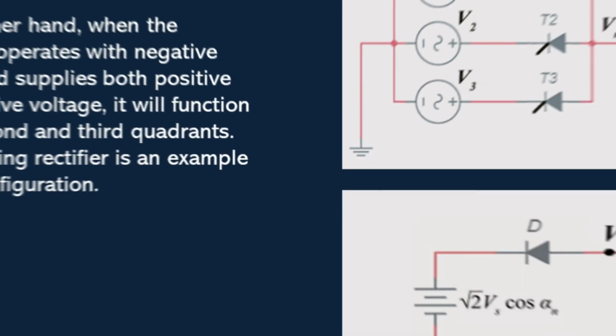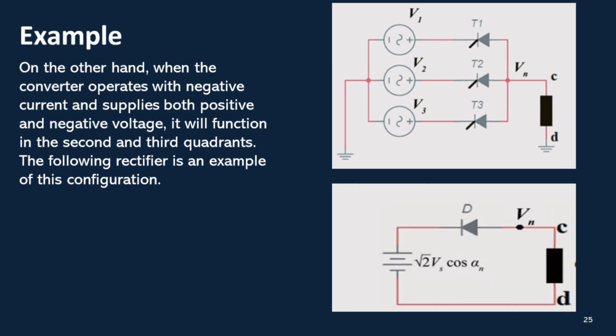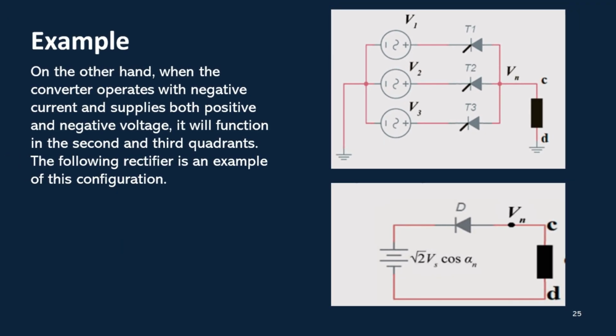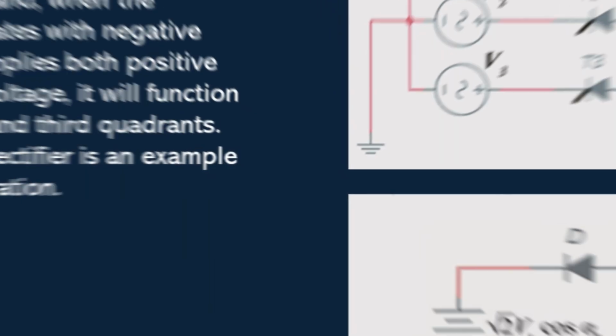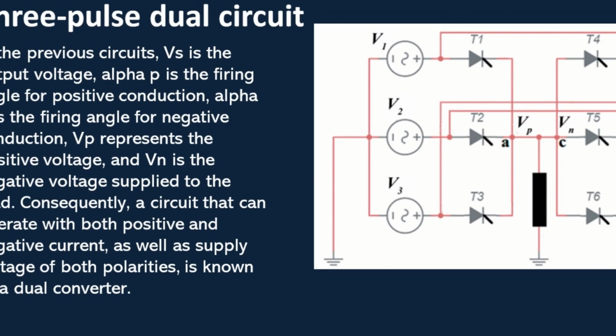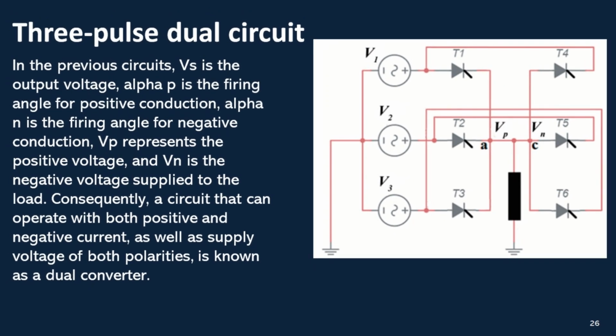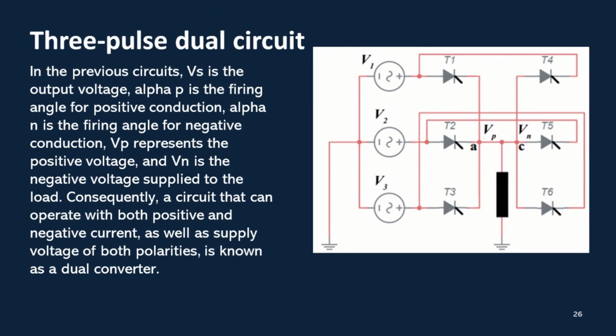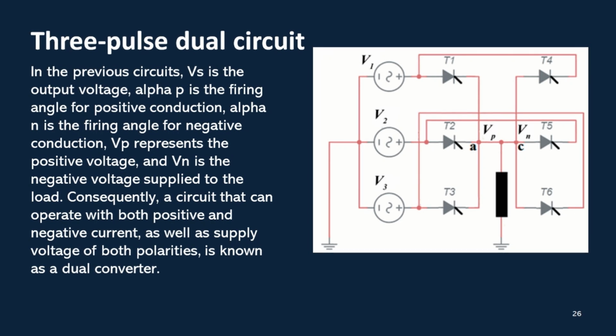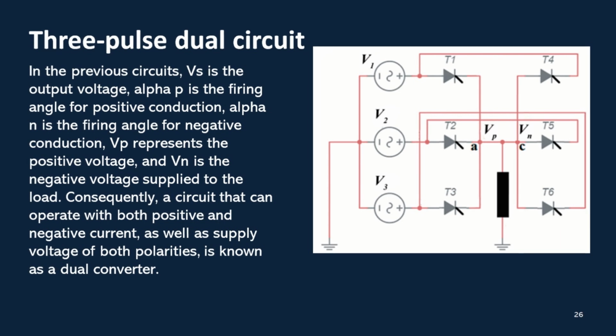On the other hand, when the converter operates with negative current and supplies both positive and negative voltage, it will function in the second and third quadrants. The following rectifier is an example of this configuration. 3-pulse dual circuit. In the previous circuits, Vs is the output voltage, alpha P is the firing angle for positive conduction, alpha N is the firing angle for negative conduction, Vp represents the positive voltage, and Vn is the negative voltage supplied to the load.